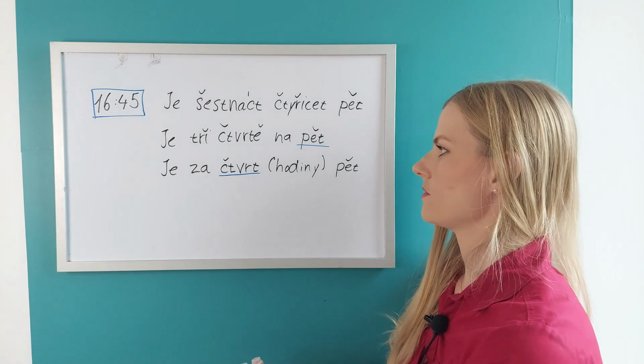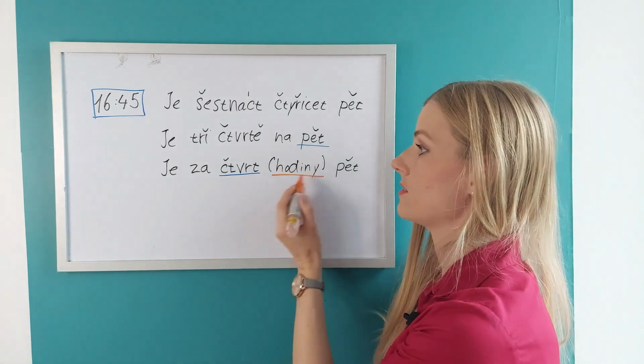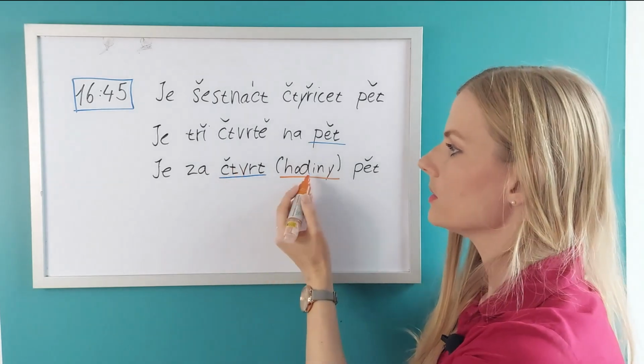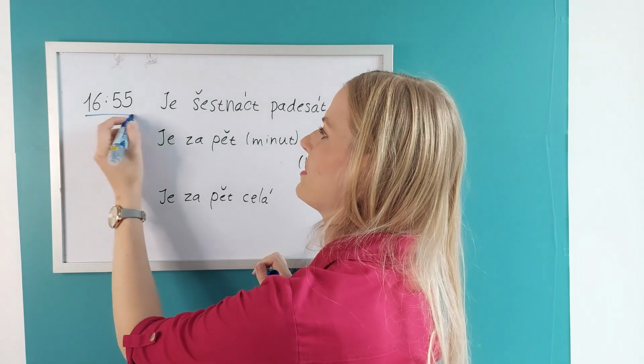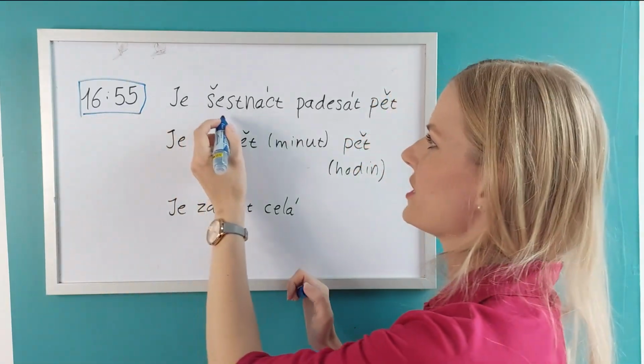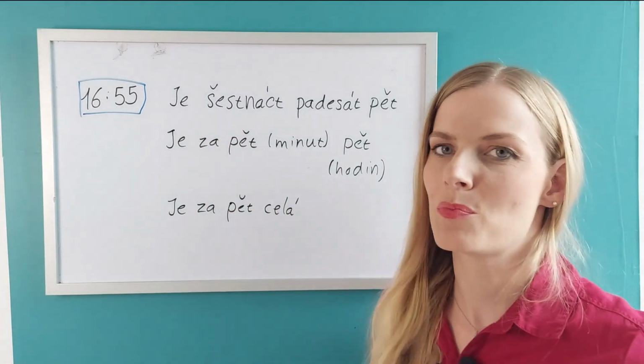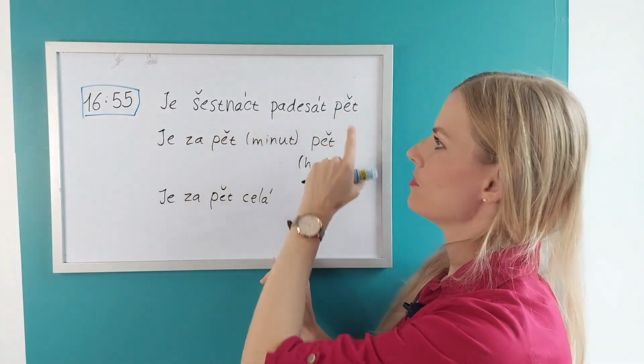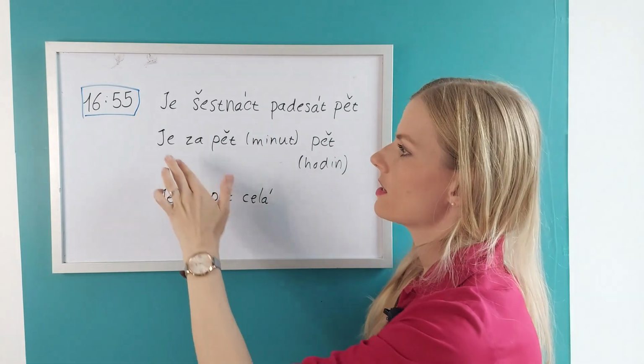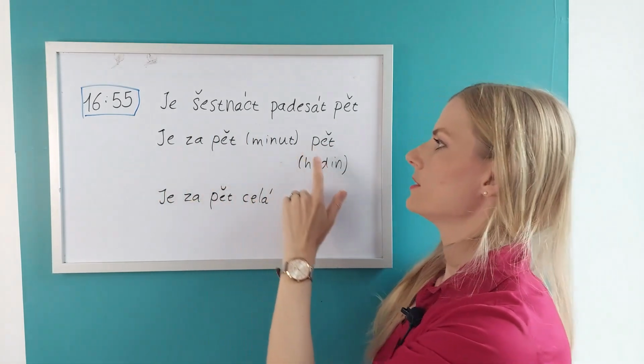This is the accusative case. This is the genitive case. In quarter of an hour, it's 5. It's finally going to be 5 p.m. Je 16:55. Another option is je za 5 minut 5 hodin.